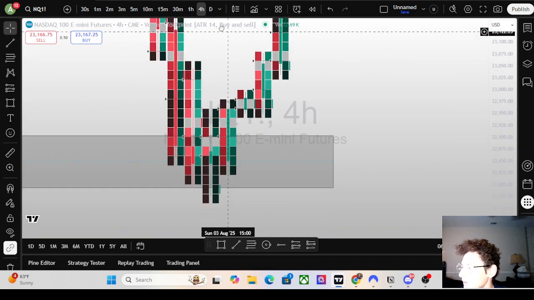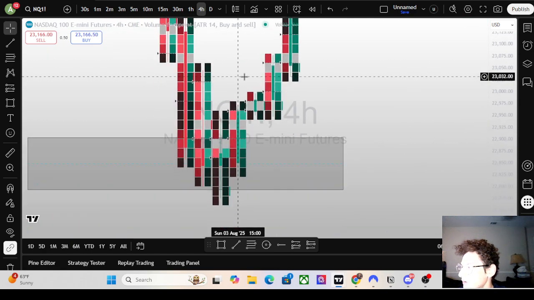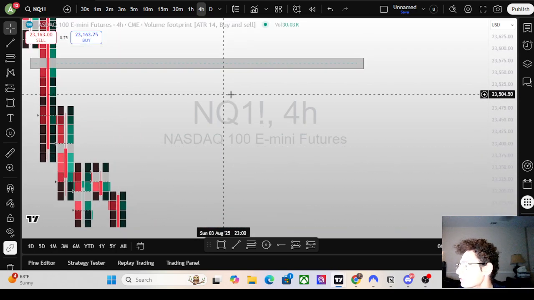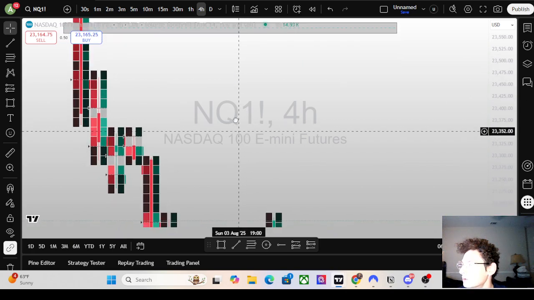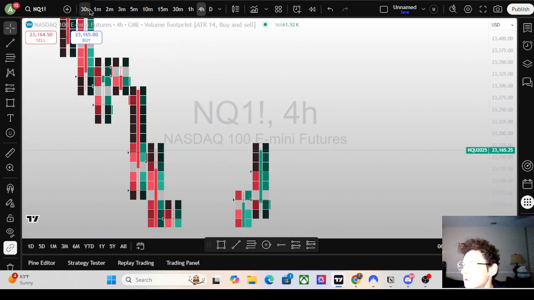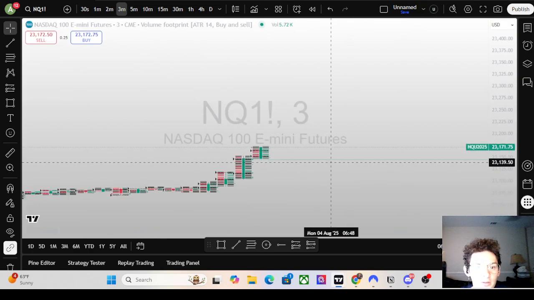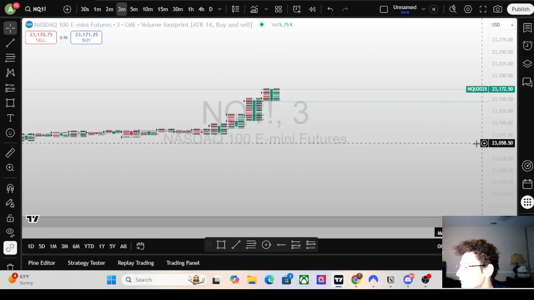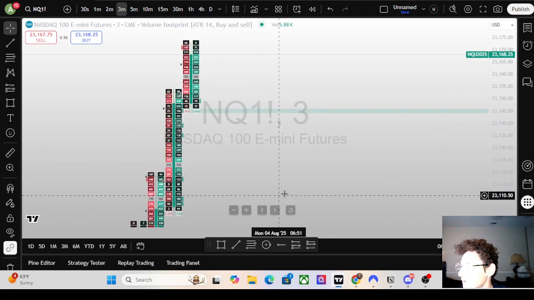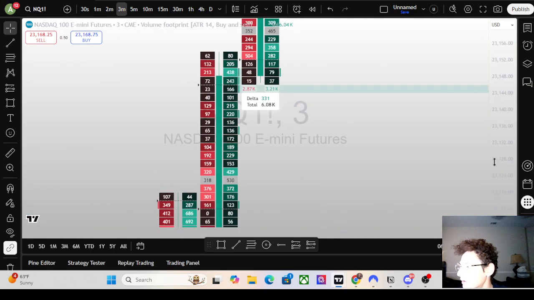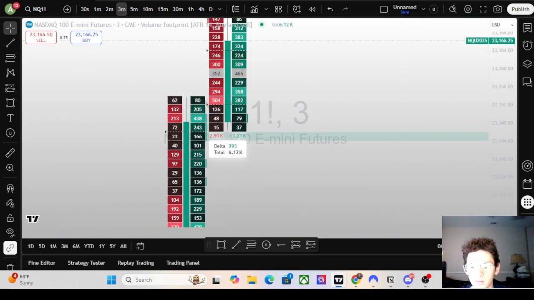So ideally what we want to see is price move up towards the point of control on the 4 hour. An ideal scenario. I'm going to be looking at the 3-minute for a potential entry point. Right now we've just been going up, so we are in bullish momentum.